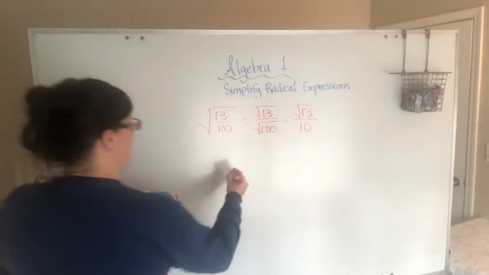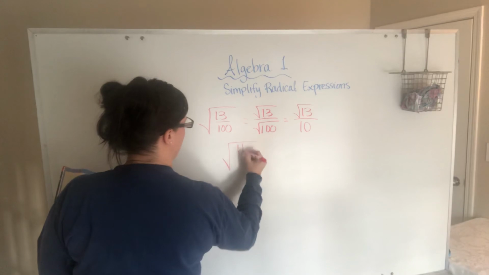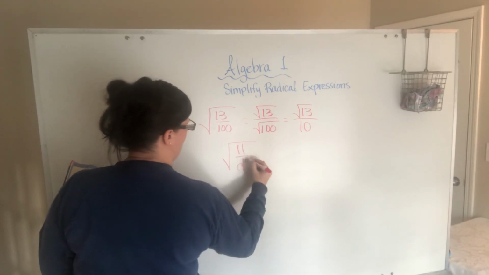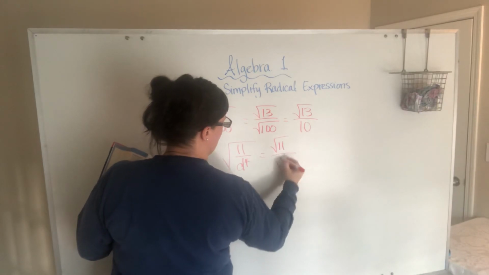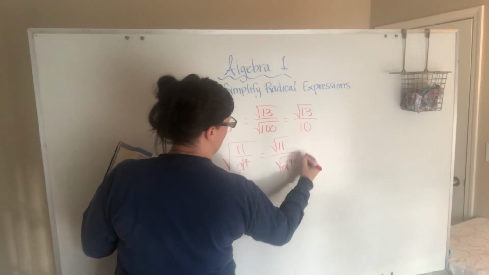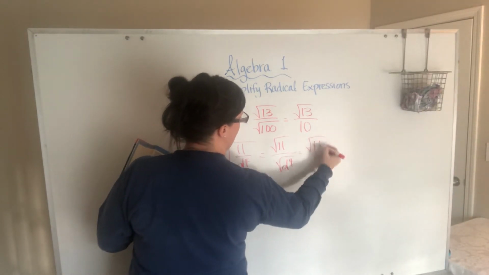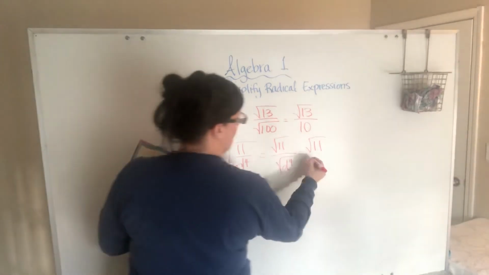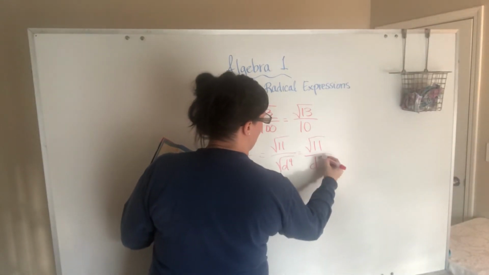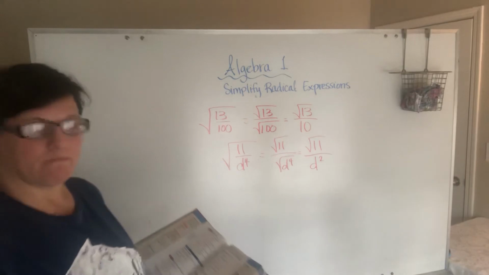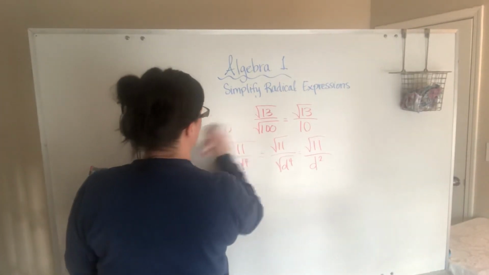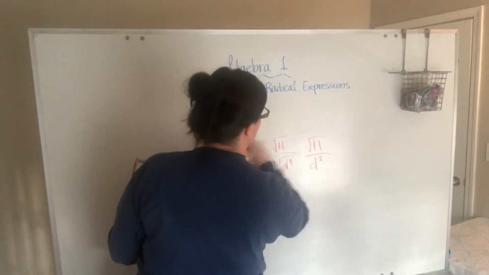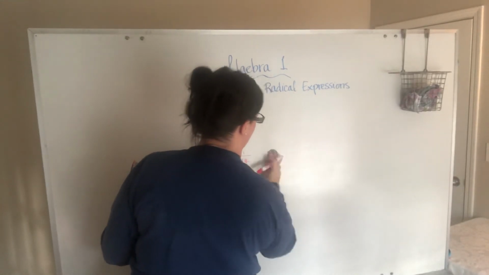If I had square root of 11 over d to the 4th, you might want to separate that. Look at them as 2 different problems. You cannot simplify the square root of 11, but the square root of d to the 4th is d squared. All right, so that's what happens when you have quotients under a radical sign.